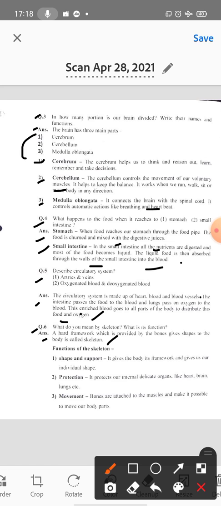We have studied this in the past also, that a hard framework provided by the bones to give shape to our body is called skeleton.